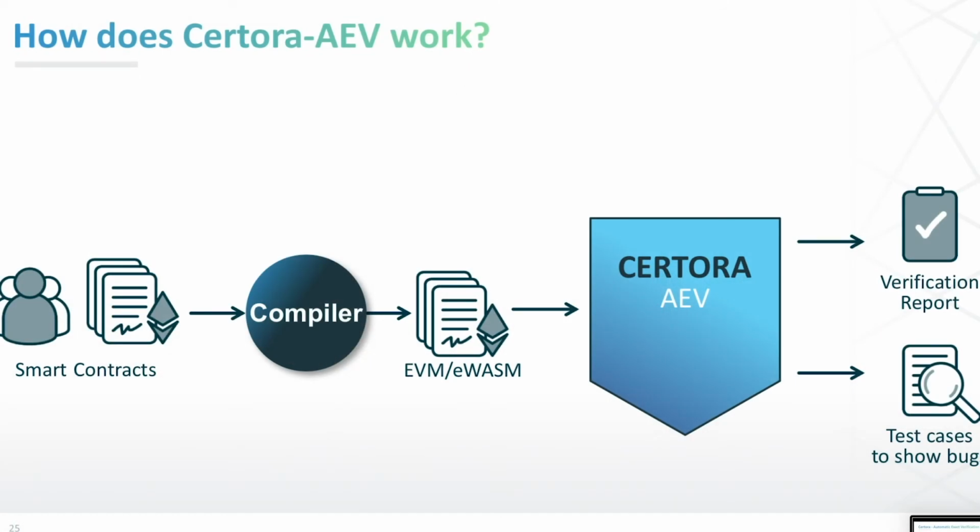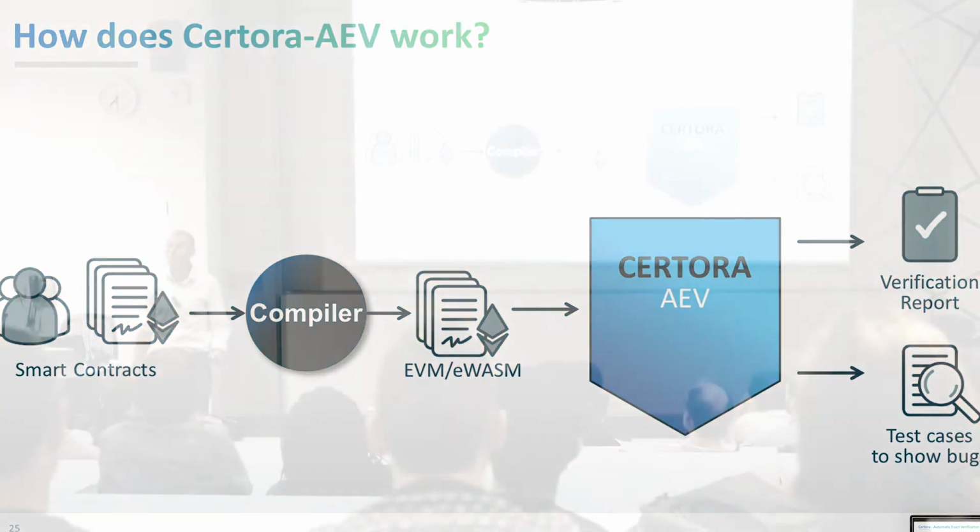We take the program, for example, in Solidity. We run it by the compiler and compile into EVM, EWASM, or other representation. And then we feed it to our tool, and we find either a verification report or a test case. By the way, you do not have to trust us. The verification report that we have can be checked by another program. And of course, we can have bugs, but the tools will identify them. OK, so you can check the verification report that we produce.